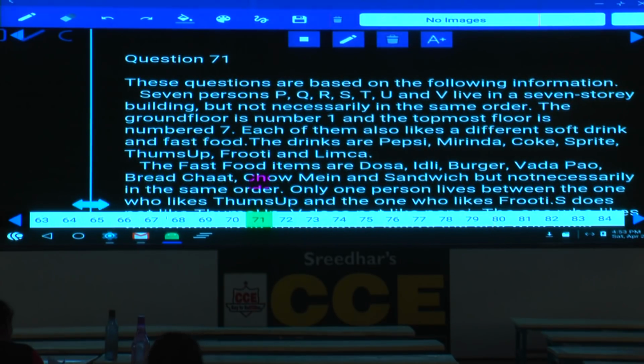Seven persons P, Q, R, S, T, U, V live in a 7-story building, but not necessarily in the same order. The ground floor is number 1 and the topmost floor is number 7 and so on. Seven persons stay on 7 different floors, and each one of them likes a different soft drink and fast food. The drinks are Pepsi, Mirinda and so on, and the fast food items are dosa, idli and so on.